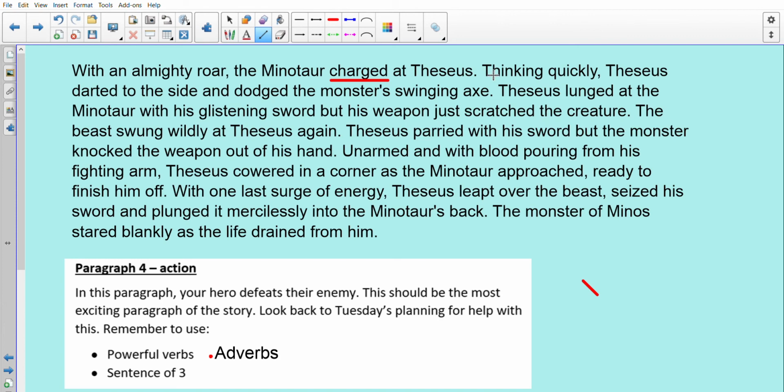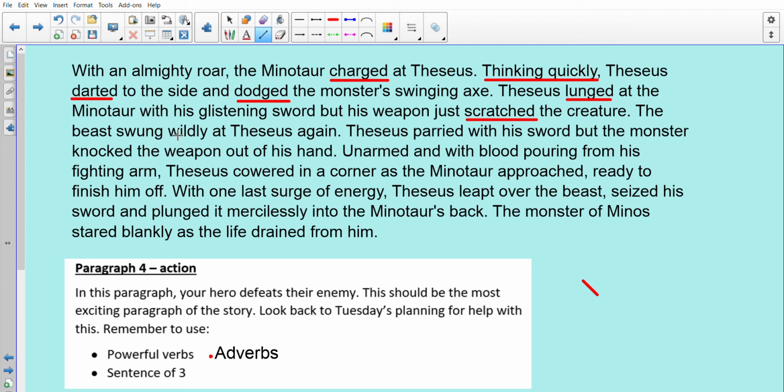Thinking quickly. That's the fronted adverbial, isn't it? Theseus darted, precise verb, to the side and dodged the monster's swinging axe. Okay? Dodged, darted, charged. You see all these nice powerful verbs. Theseus lunged at the Minotaur with his glistening sword, but his weapon just scratched the creature. So that tells you what kind of injury he gave him. Just a scratch.